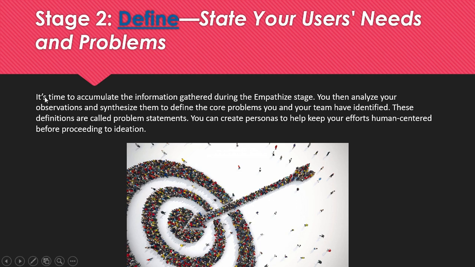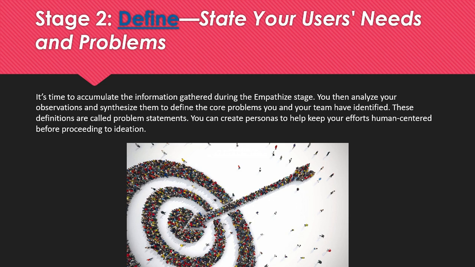So let me read this. It's time to accumulate the information gathered during the empathize stage. You then analyze your observations and synthesize them to define the core problems you and your team have identified. These definitions are called problem statements. You can create personas to help keep your efforts human-centered before proceeding to ideation. Now, I think there are some keywords I have to point out here. Like here, I've seen problem statements. A problem statement is just a statement that clearly states out your user's problems.